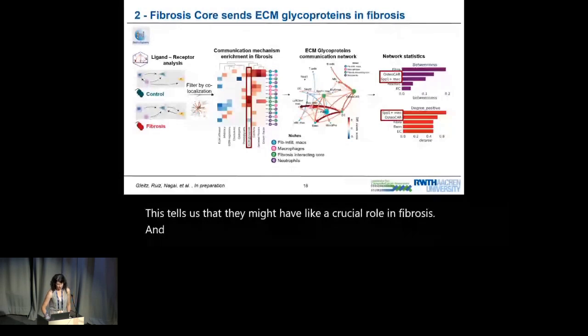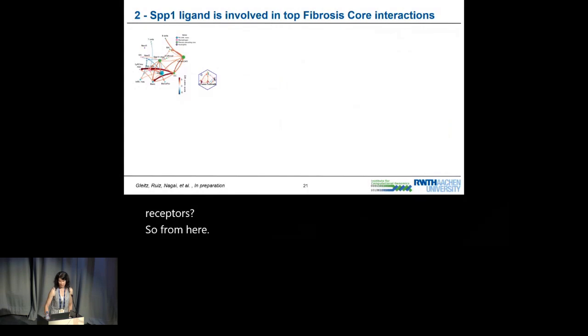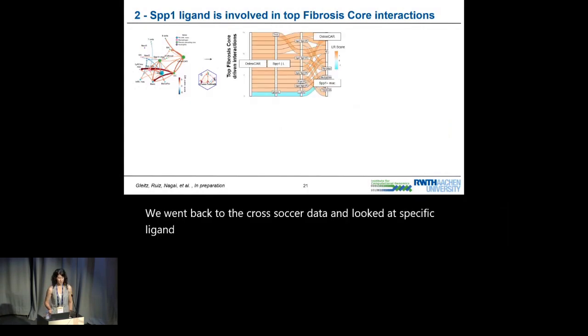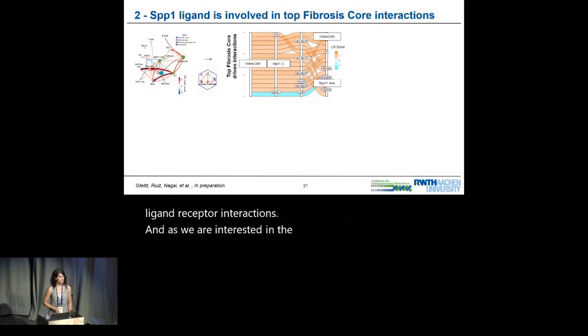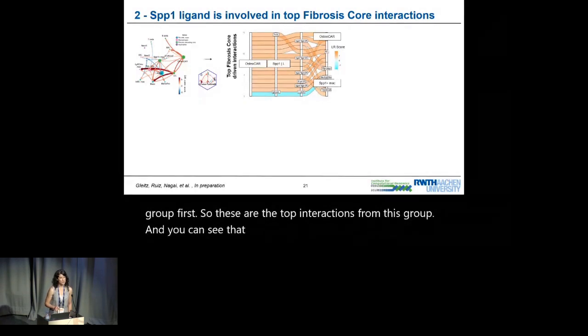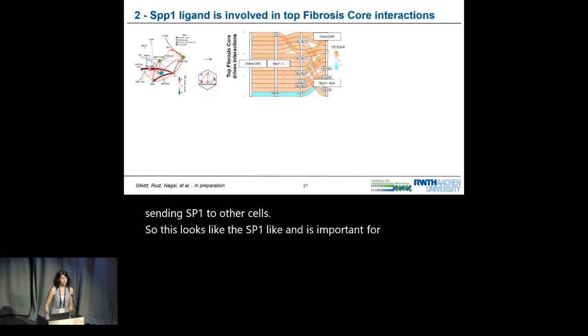From here, we went back to the crosstalker data and looked at specific ligand-receptor interactions. As we are interested in the fibrosis core, we looked at this group first. These are the top interactions from this group, and you can see that it's mostly the osteoclast sending SPP1 to other cells. So the SPP1 ligand looks important for fibrosis, which our colleagues validated using knockout models.